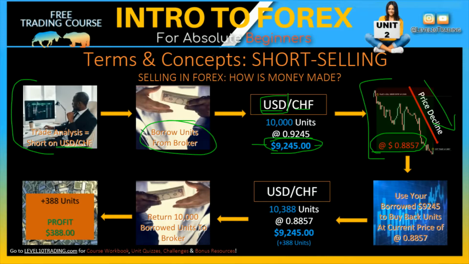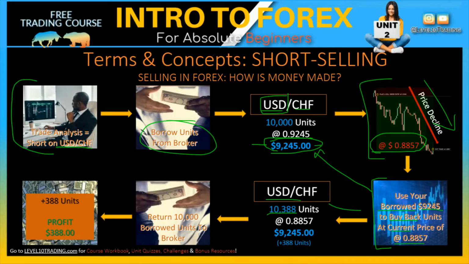0.8857. You then are going to use your borrowed, remember, 9,245, that's what it costs you here, to buy back. You're buying back units at the current price of 0.8857. In exchange, you are now going to receive a total of 10,388 units because the price is lower instead of your original 10,000 units.